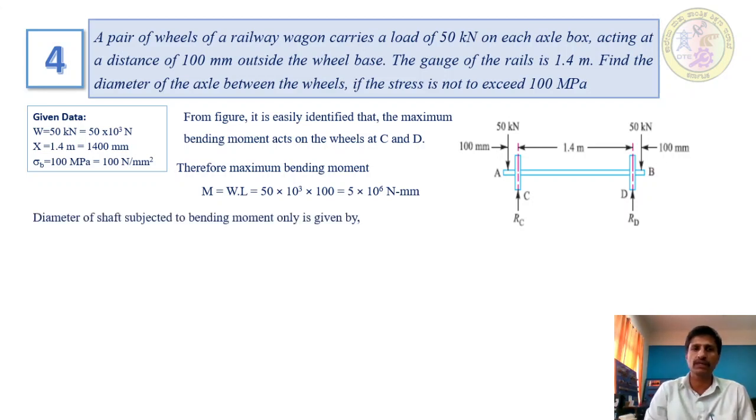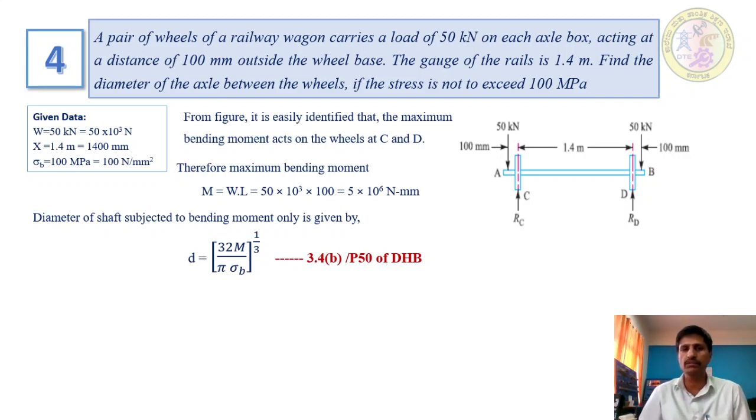Once you know the maximum bending moment, you can easily find out the diameter. The diameter is given by D is equal to (32 M divided by pi into sigma B) whole raised to 1 by 3. Again, this equation is available in your design data handbook, page number 50. You can refer to this and write. Now I am going to substitute the values of M and sigma B.